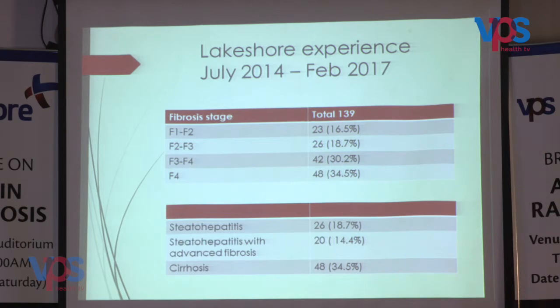So this is our experience over the last 2 years. We have done about 140-150 cases. About 48%, or almost half, is F4. You have steatohepatitis with advanced fibrosis and cirrhosis.